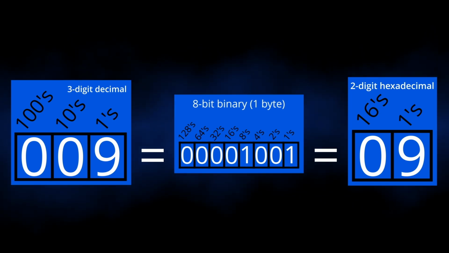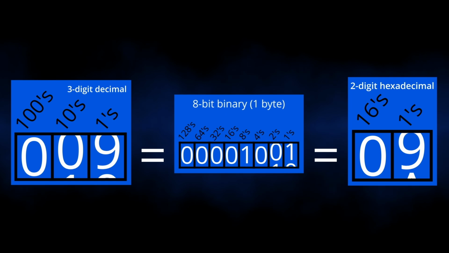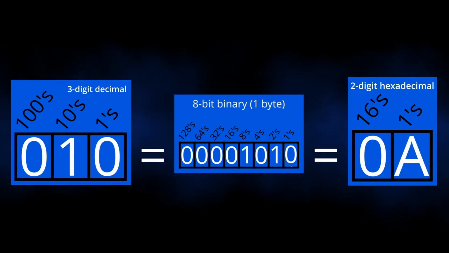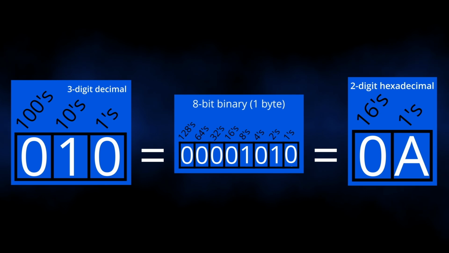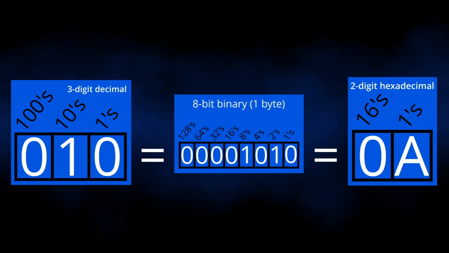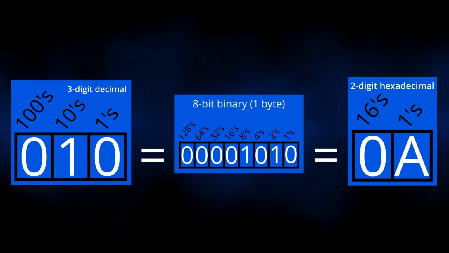So you can see we've reached the value of 9 in all of these systems here. When we increment to the next value of 10, notice how hexadecimal can store 10 in its first place, in the 1's place. And it does that by using the symbol A to mean 10. So A is 10 in hexadecimal.